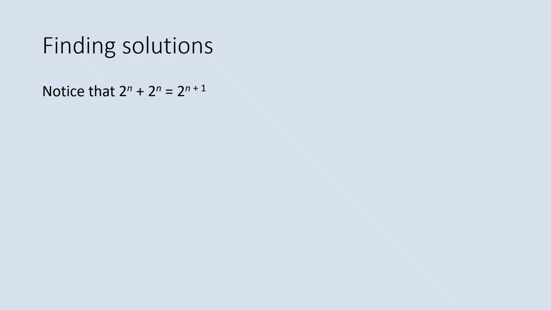If you remember things about exponents, you will remember that 2 to the n plus 2 to the n is equal to 2 to the n+1. You can factor out a 2 to the n from each of those, and you're left with 1 plus 1. So 2 to the n times 2, and that's just 2 to the n+1.